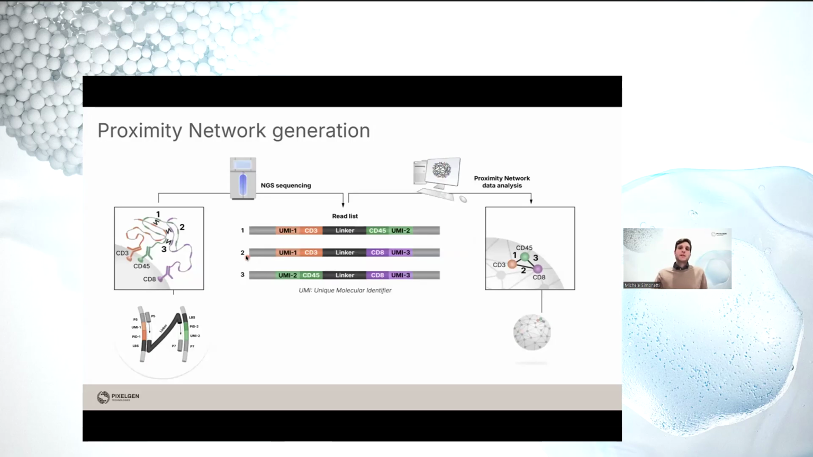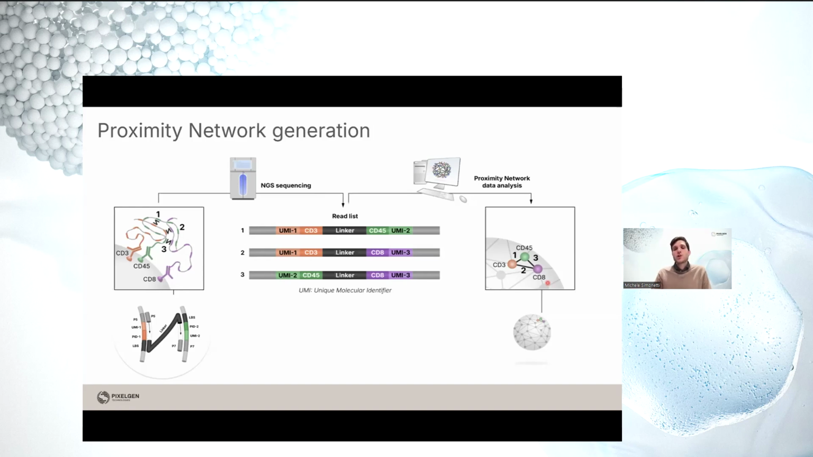So this is what happens in a real case, more or less, where you see here 3 different proteins that are in close proximity, CD3, CD45, CD8. After NGS sequencing, these are the different reads that we will be able to observe. They contain information from the 2 proteins that are in close proximity, as well as the unique molecular identifier. So our software is able to take this information, reconstruct and understand that these proteins were in close proximity, and then place them on the surface of the cell.